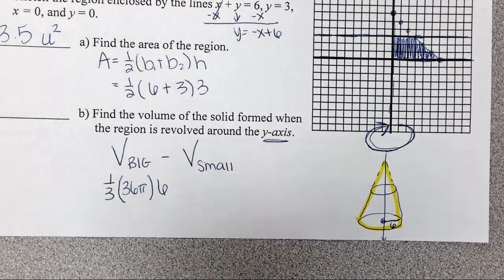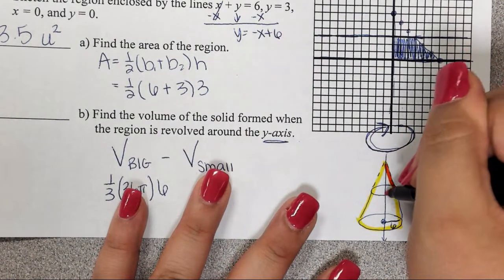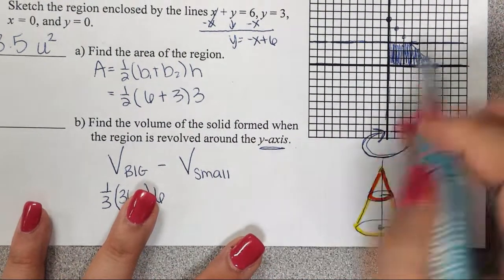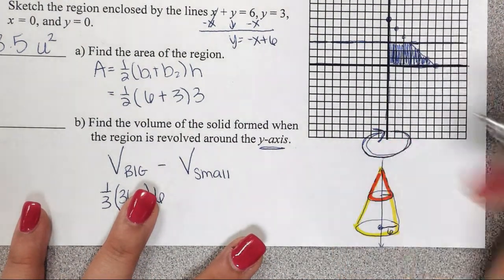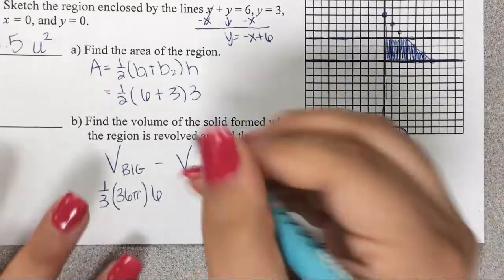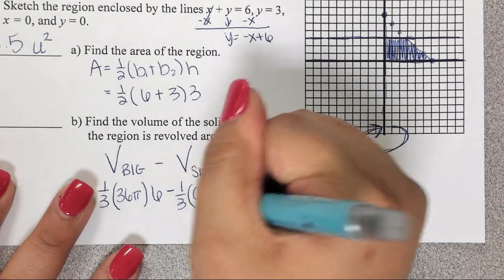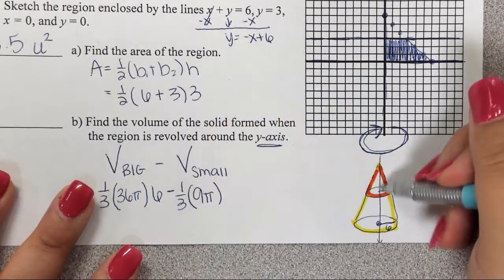The part that's chopped off. A lot of people wanted the bottom to be this. No, we're not. My small cone is the part that's chopped off because I'm subtracting it. What would be my radius of the small cone? 3, because right here, it's 3. So it would be minus 1/3. What would that give me for the area? 9 pi.